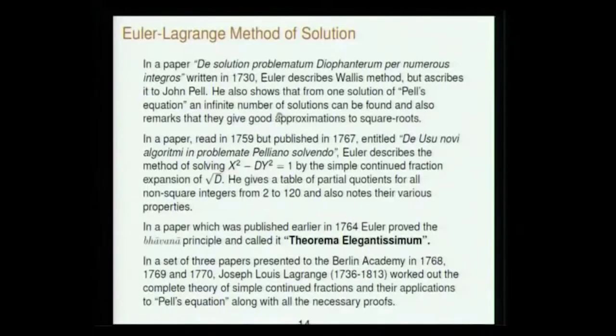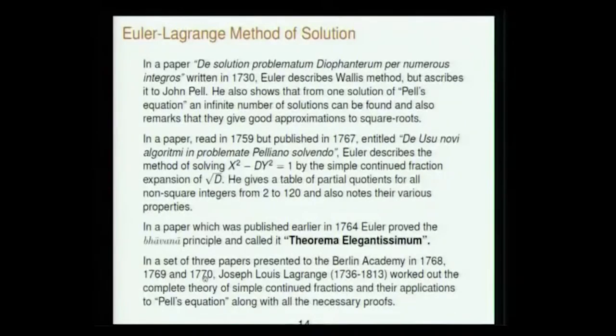And he shows that first Euler starts showing that there are infinite number of solutions. Then in 1759, he gives a method for solving based upon the simple continued fraction expansion of root d, and he also gives a table of solutions from 2 to 120 for this. And in 1764, Euler rediscovered the Bhavana principle. He called it the elegant, most elegant theorem, elegantissimum, meaning taratama, as we say in Sanskrit. So this is the most elegant theorem.